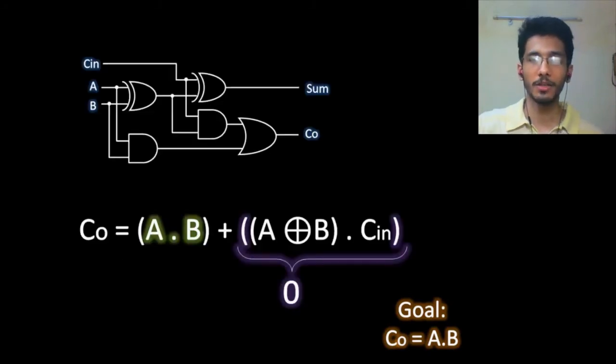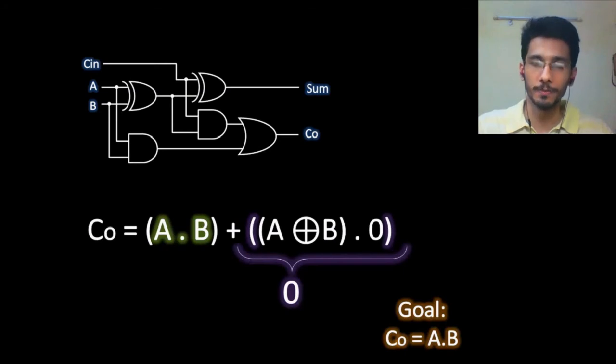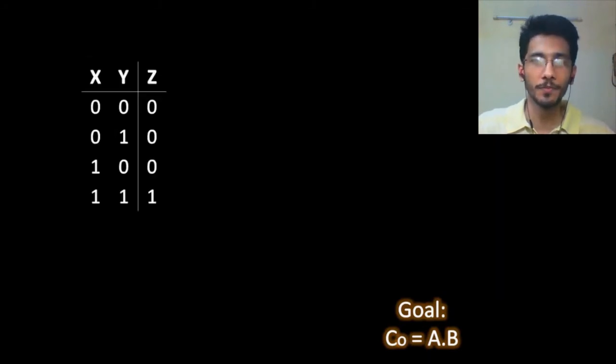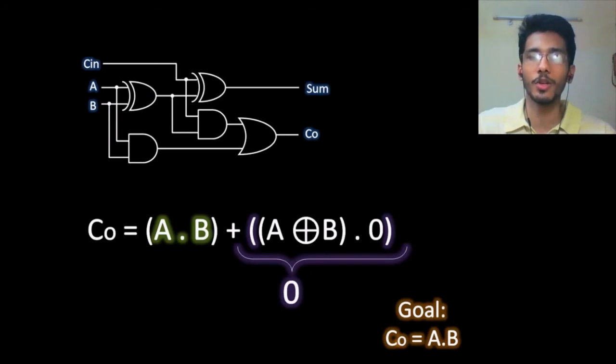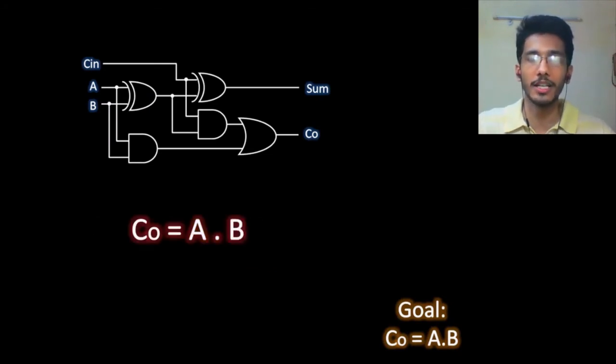So anything ORed with 0 is itself. So if I can somehow set this part of the equation to be 0, our final result will be A and B. How do we do that? Well, let's try setting carry in to 0. This 0 is being ANDed with the A XOR B operation. So let's take a look at the AND gate truth table now. This is the AND gate truth table, and from this you can clearly make out when Y is ANDed with 0, the output is 0. So anything ANDed with 0 is 0. So with that, we can clearly see that A XOR B ANDed with 0 is going to be 0. So that's our AND operation.